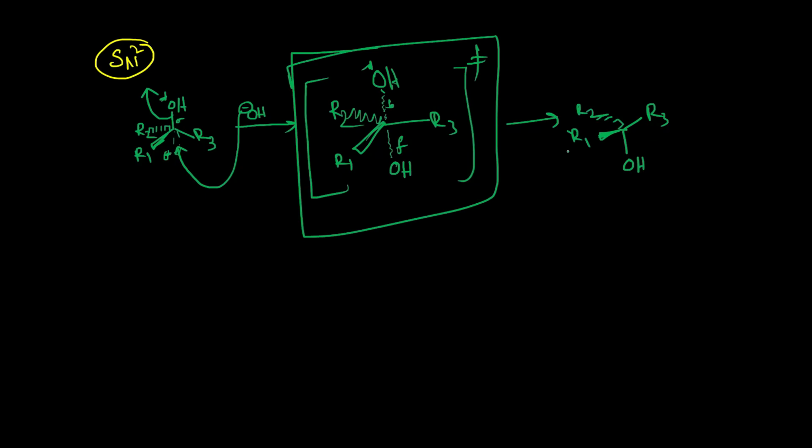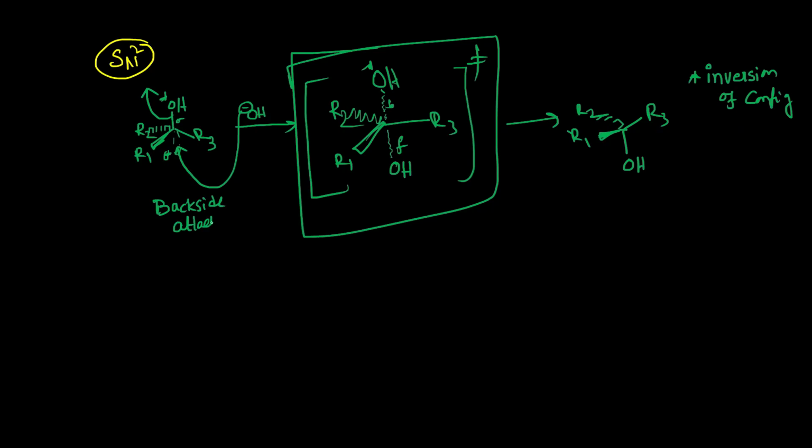Here, if this is the R configuration, this will be the S configuration. So here inversion of configuration occurs. Why does this occur? Because here we see backside attack.